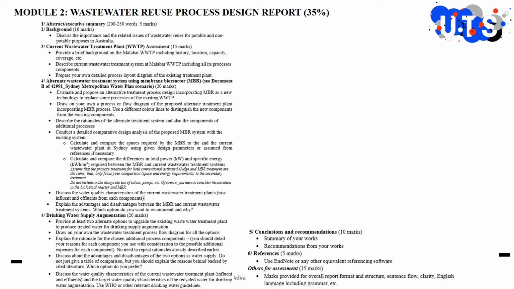For the current wastewater treatment plant, you can provide a brief background on the Malabar wastewater treatment plant, including history, location, capacity, and coverage. Describe the current wastewater treatment system at Malabar, including all its processes and components. Prepare your own detailed process layout diagram of the existing treatment plant. Here you also have to remember something about the Malabar wastewater treatment plant.